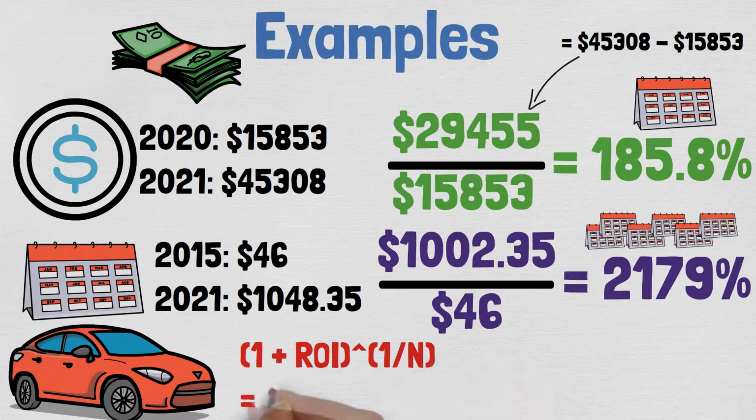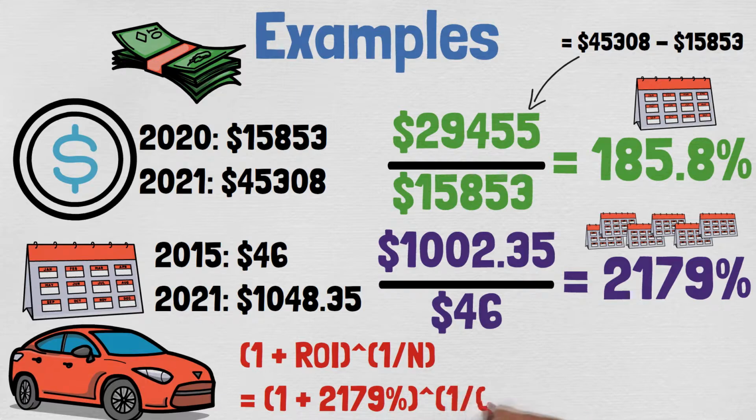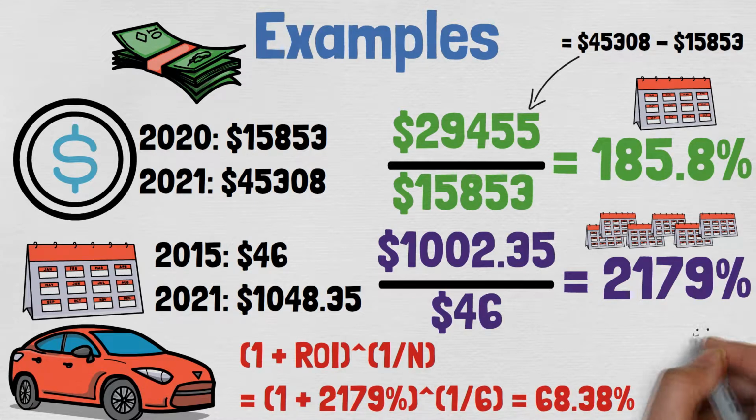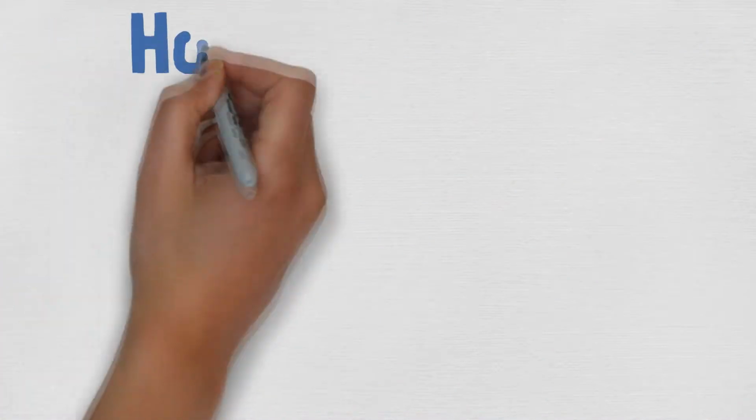N is the number of years, in this case 6. The ROI is the return on investment over the time period, in this case 2,179%. When you enter these numbers into the formula, you get the annualized return on investment, which is 68.38%. Now you can more easily compare these returns with Bitcoin's returns.